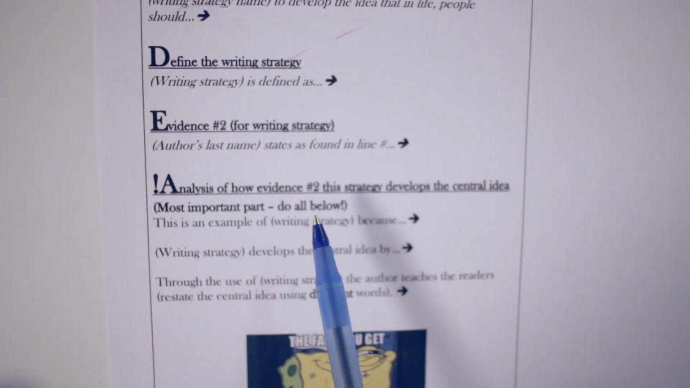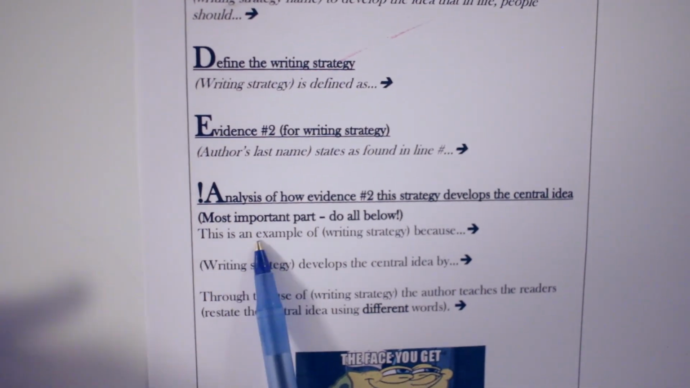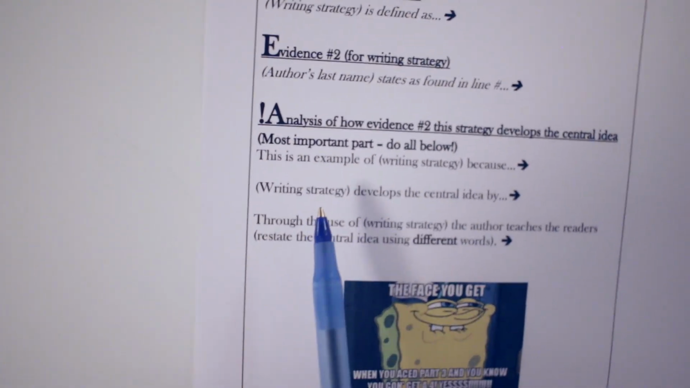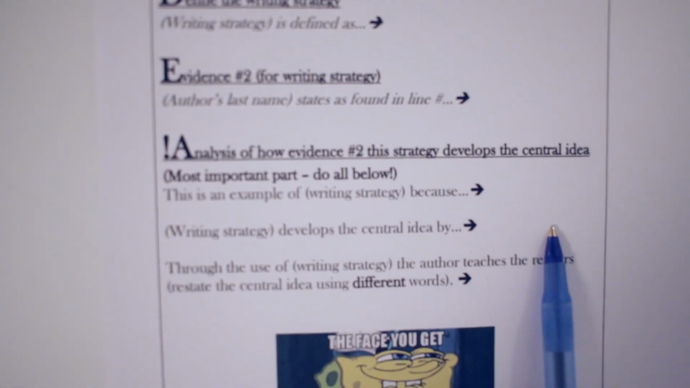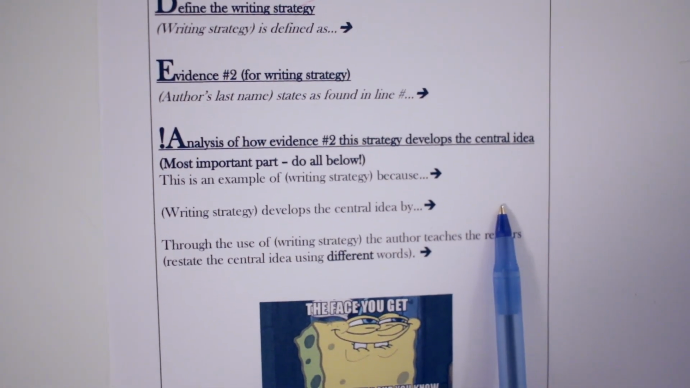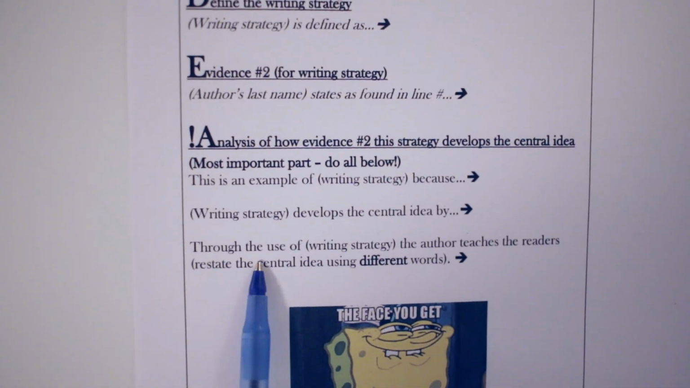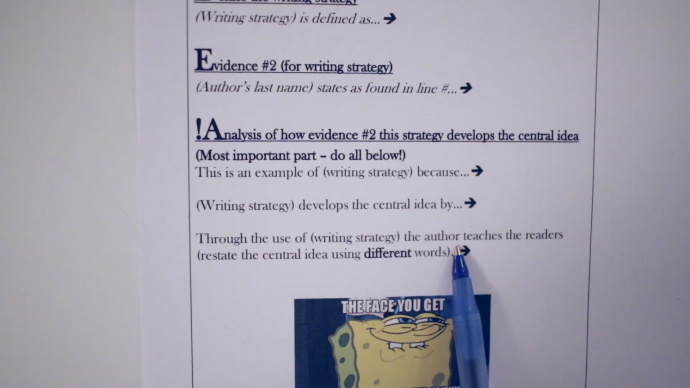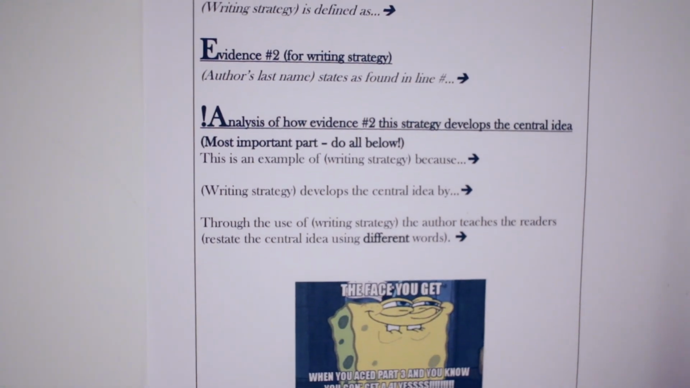This is the most important part and where you will discuss how the writing strategy is used to develop the central idea. So first you would say why that's an example of conflict, the evidence that you gave. Then you would say that conflict develops a central idea by how she uses that conflict to show that people should be treated the same regardless of whether they're male or female. And then you would give a closing sentence, which is one here that you can use: through the use of conflict or character versus societal conflict, the author, Shaw, teaches the readers that, and then you would restate your central idea using different words.